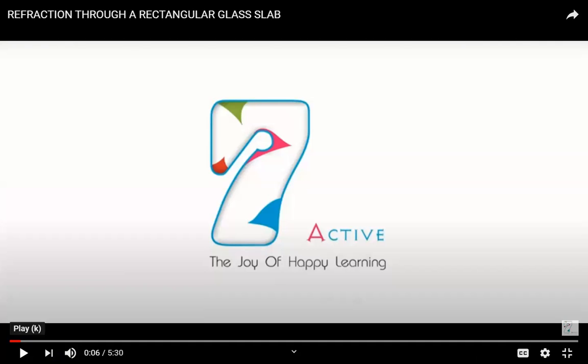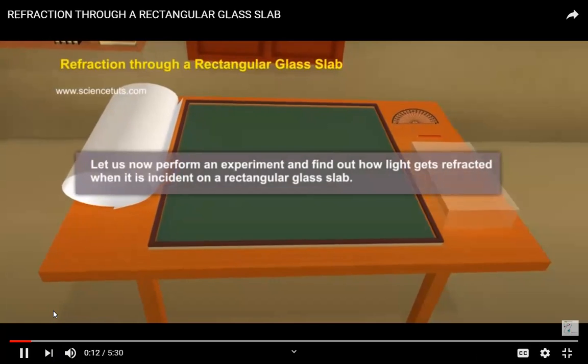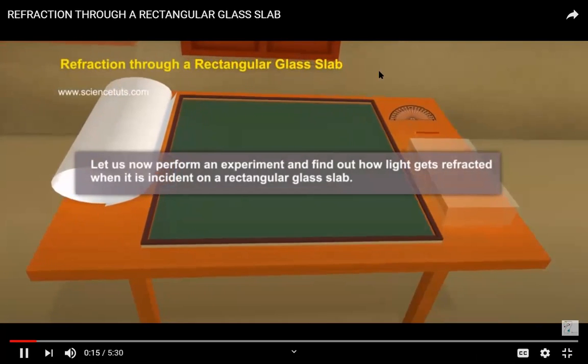Okay, students, see this video carefully and you will understand very well about the refraction of light. Refraction through a rectangular glass slab. Let us now perform an experiment and find out how light gets refracted when it is incident on a rectangular glass slab.